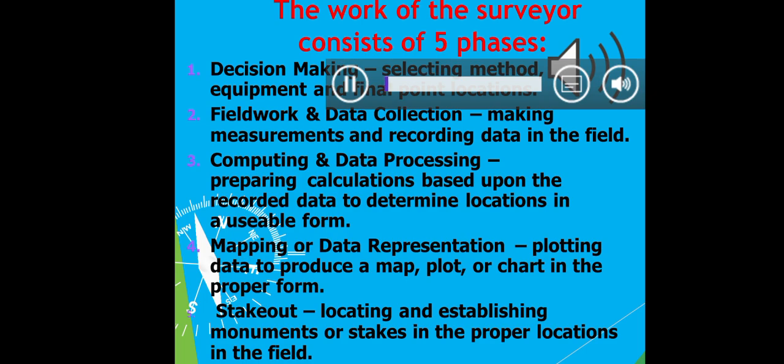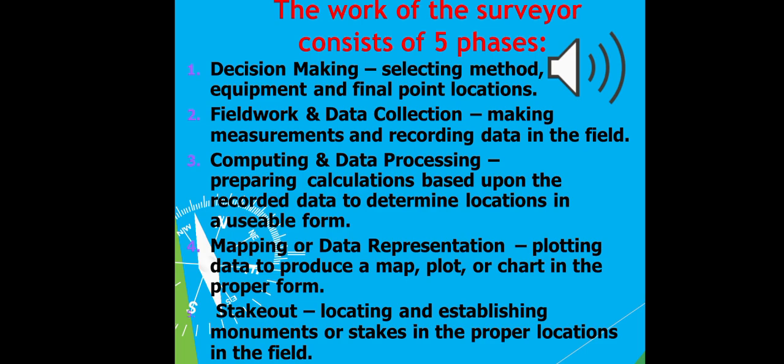Here I will focus on the 5 important phases of work of the surveyor. The first phase is decision making. In this phase, the surveyor has to select a suitable method for surveying, choose usable equipment, and also select the final point location.